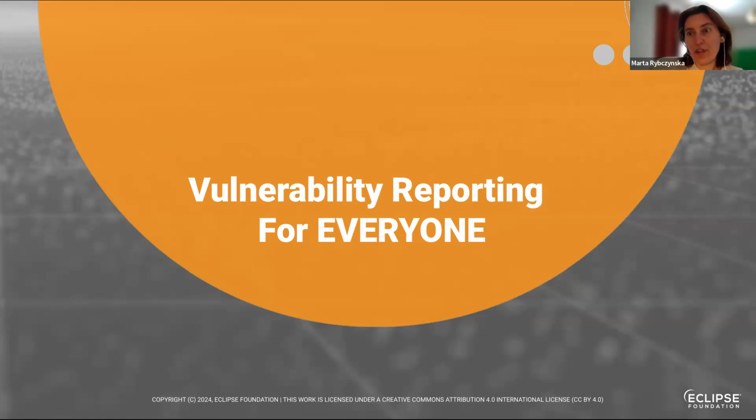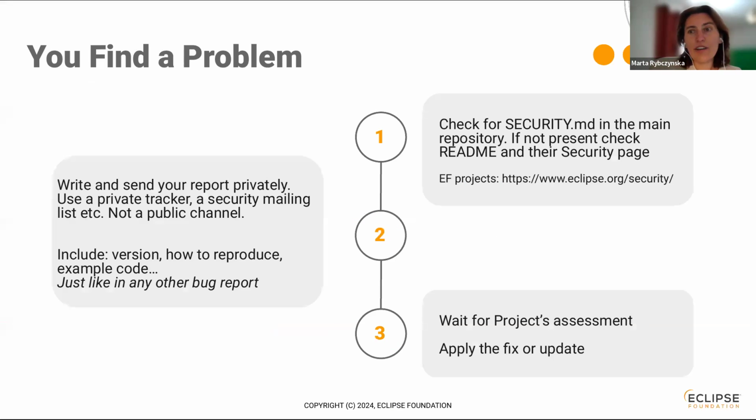Vulnerability reporting is for everyone. You may either receive a vulnerability report or you might find something that looks like a vulnerability. And then what to do? Let's start from that side. You have found something that could be a vulnerability: a crash, a denial of service, the application doesn't respond as fast as it should anymore. So what to do?